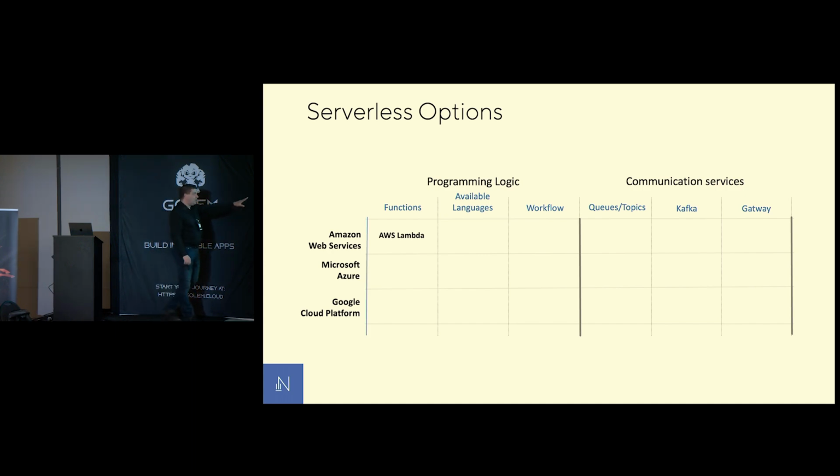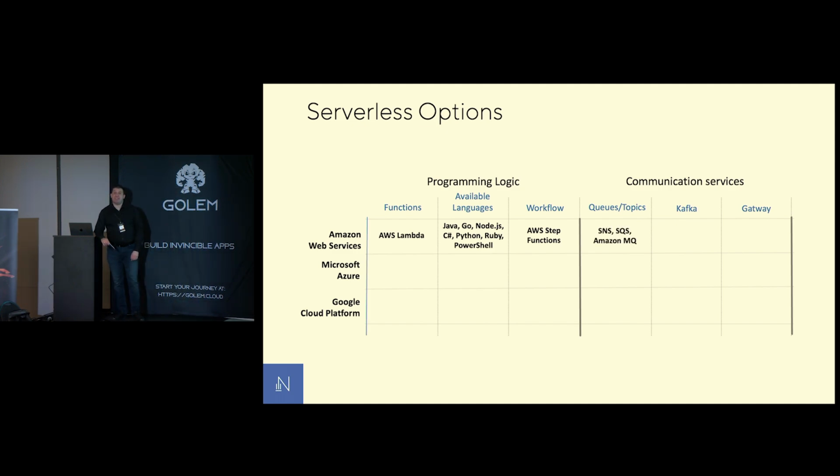So in the AWS world, we talk about AWS Lambda. A lot of available languages. I probably haven't listed them all, so that's changing, and they're supporting more and more. Workflows are called AWS Step Functions. For queues, Amazon has its own implementations, which are SNS and SQS, Simple Notification Service and Simple Queue Service. But they also support RabbitMQ with their Amazon MQ offering.